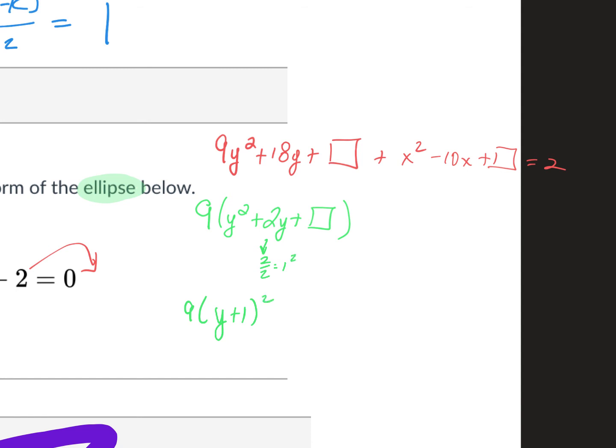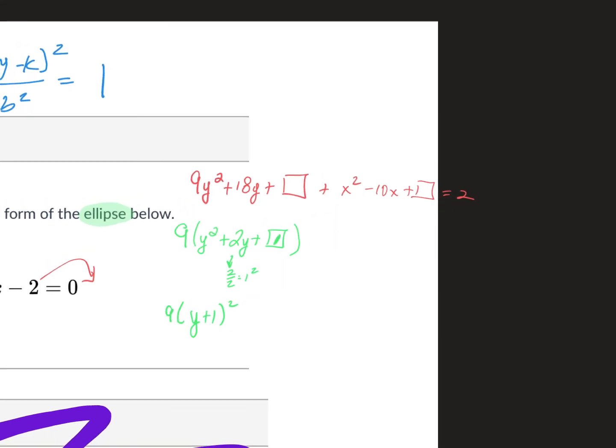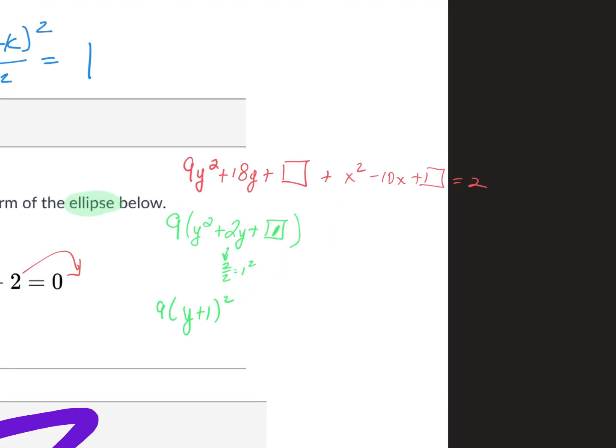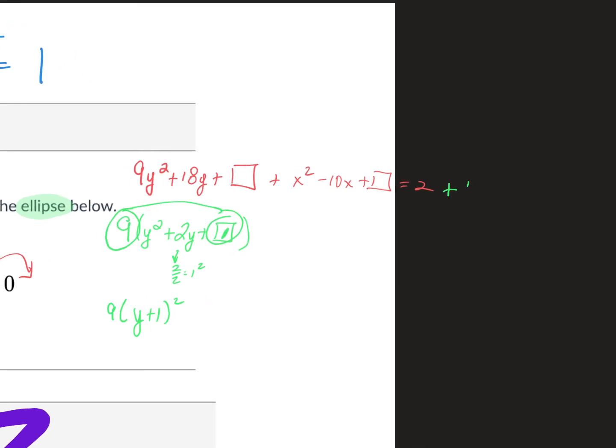Now, I'm going to square 1 and put it right here. But I am not just adding 1 to this side. I'm adding what to this side? 9. So what you do to one side, you have to do to the other. Remember, you cannot forget about the number that you factor out. Here, I have nothing to factor out.